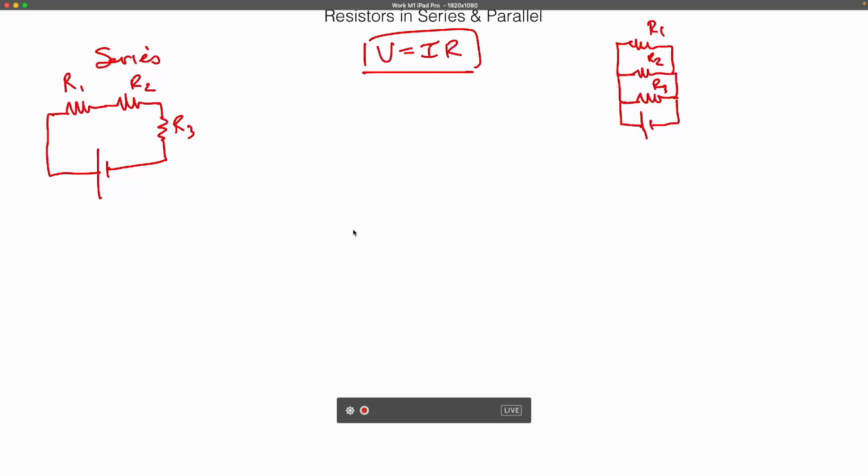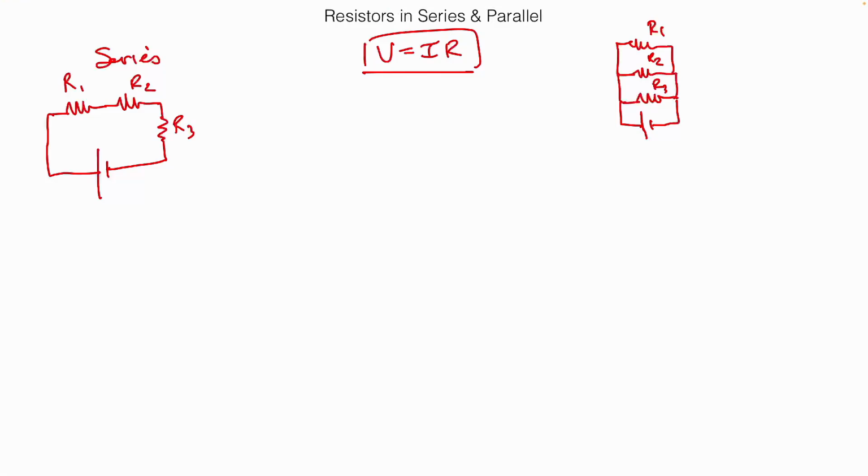So we want to try to identify things that are the same and things that are different in these different arrangements. We're talking about current and voltage. So for the series case, the current that comes out of the battery, what do you think? Is it going to be the same in all three of those resistors or different? Remember, think of current as flow.